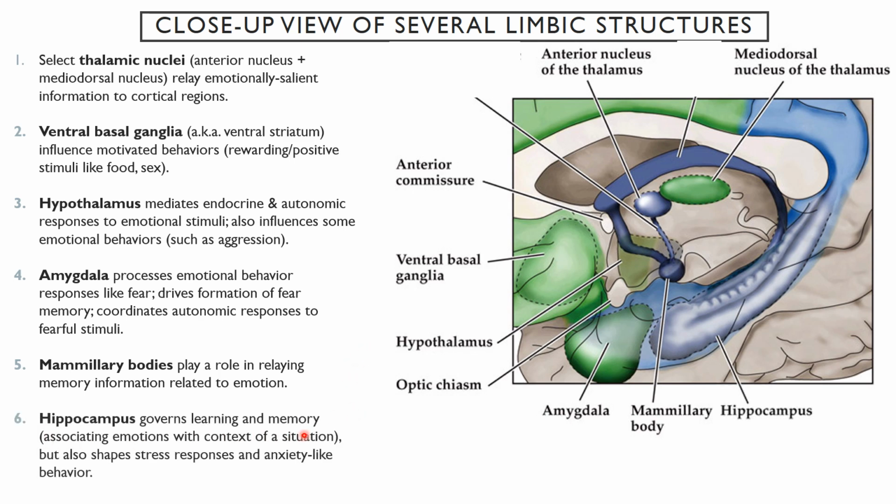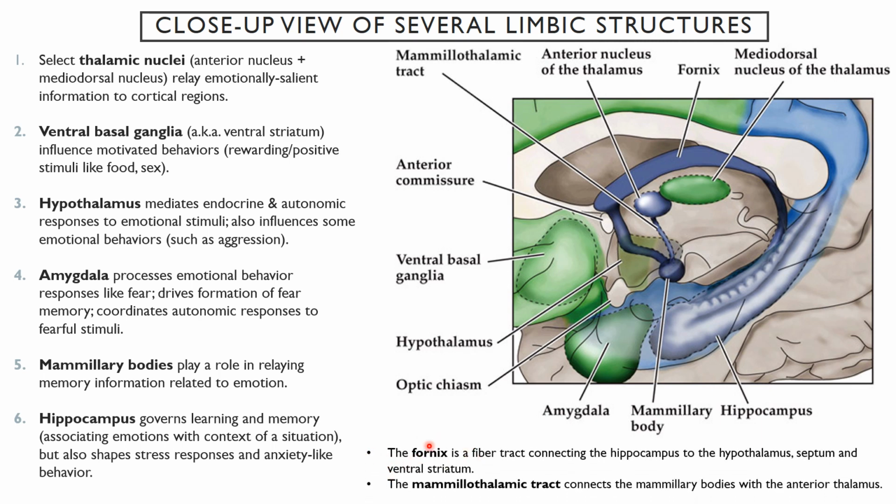And then the hippocampus. It governs the learning and memory of placing emotions within a context of a situation. Remember, the hippocampus is really critical for tying in the episodic components of memory. And the hippocampus, obviously is going to help give us that episodic components related to the emotional context of a situation. And it can shape stress responses and also have an effect on anxiety-like behaviors.